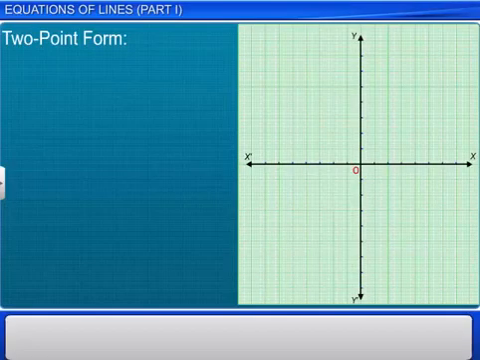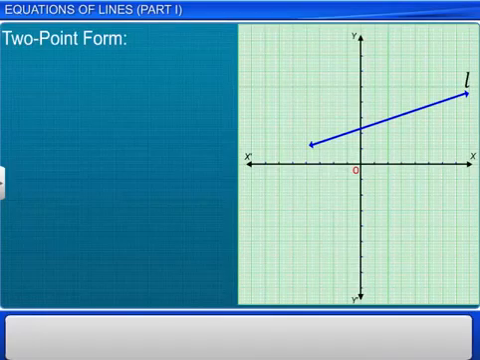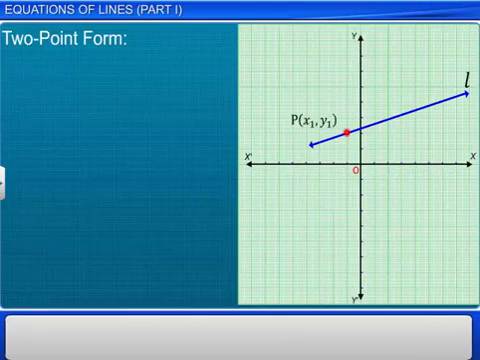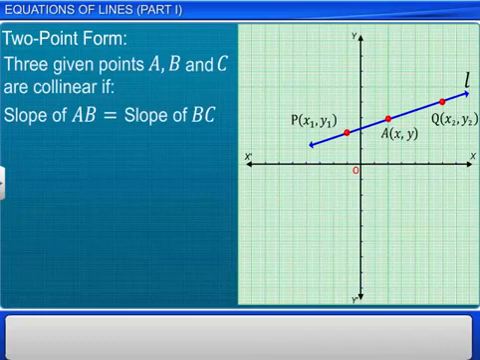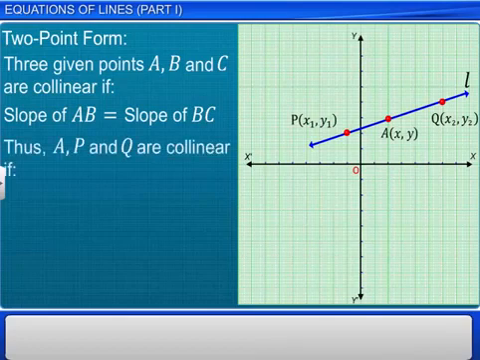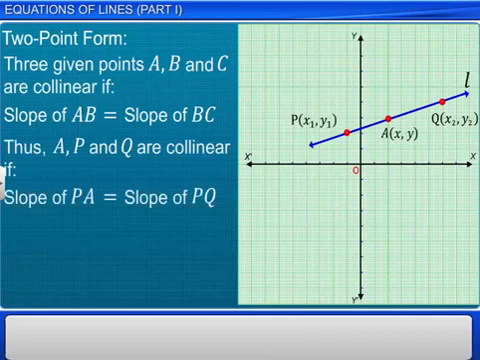The equation of a line passing through two given points can be expressed in the two-point form. Consider a non-vertical line L passing through two given points P and Q. Let A be any arbitrary point on line L. Recall that 3 points are collinear if two lines passing through any two pairs of the given points have the same slope. Thus we can say that points A, P and Q are collinear if the slope of line PA is the same as slope of line PQ.